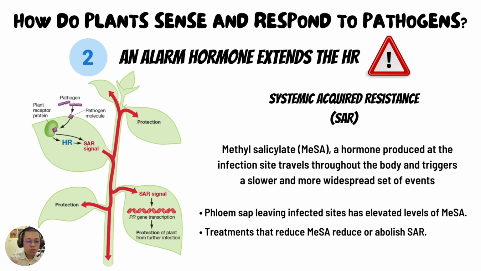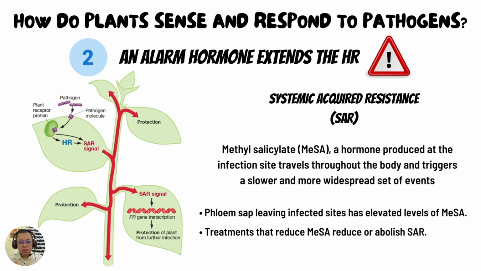If you look at this illustration, if the pathogen attacks the plant, the pathogen molecule will attach to the plant receptor protein because it fits. And then the HR will be triggered, and then we have this systemic acquired resistance that will signal. It's like it will give news to the other parts of the plant.